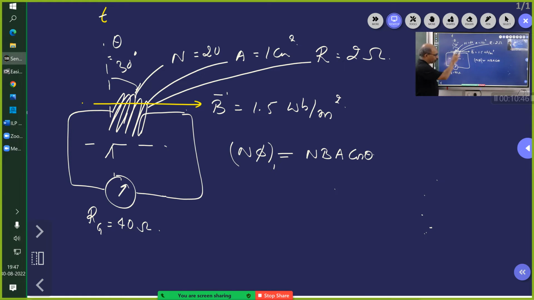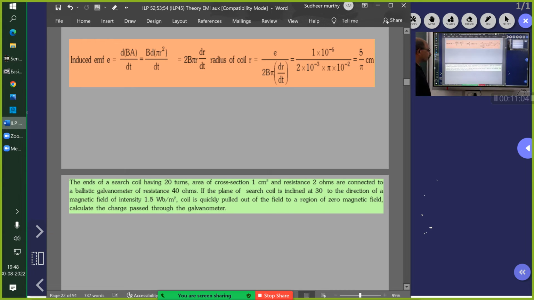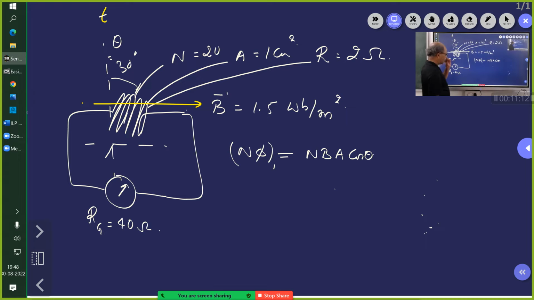Now, when you pull it out of the zone, then the B becomes 0. It comes out of the region suddenly. Have they given any time in there? Quickly pulled out of the region of 0 magnetic field, calculate the charge passed through the galvanometer. Think it over, how will you handle this? EMF we can find, sir, by d phi by dt.